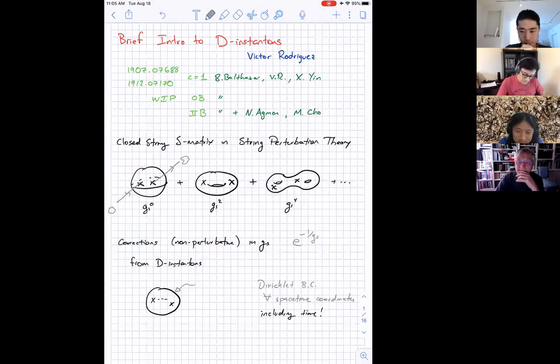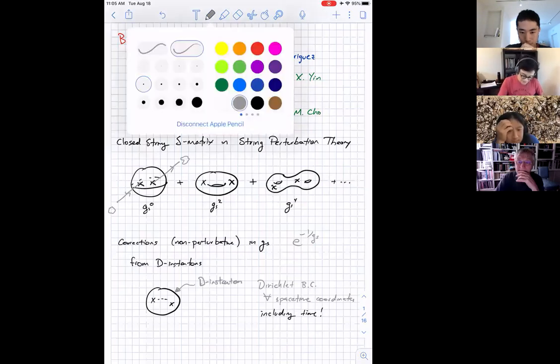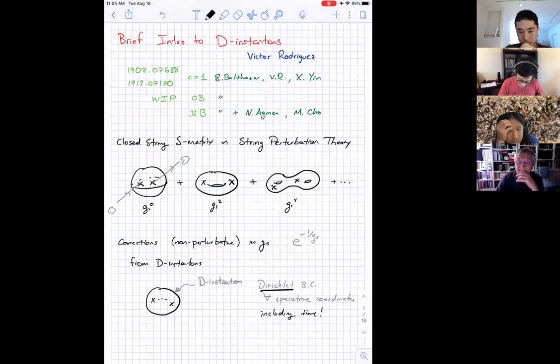And the way to do this is a bit similar to D-brane scattering. So we have to consider worldsheet diagrams with a boundary, like in here, where the boundary is the so-called D-instanton. And these are generally boundary conditions that are of Dirichlet type for all space-time coordinates. So all non-compact directions will have a Dirichlet boundary condition, including time, which is the important one.